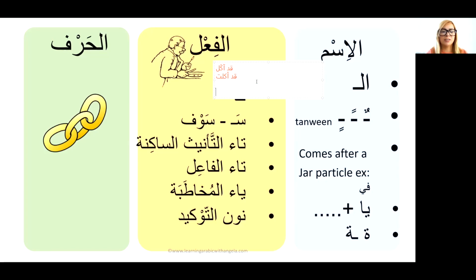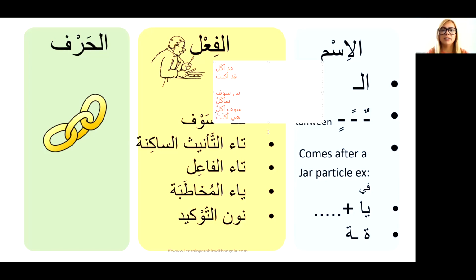And we mentioned earlier sa and sawfa, which indicate the future. Sa'akulu or sawfa akulu. So we know that this word is a verb. Also at-ta'nith as-sakina, which comes with the conjugation of hiya. Hiya akalat. So that's a sign that that's a verb.